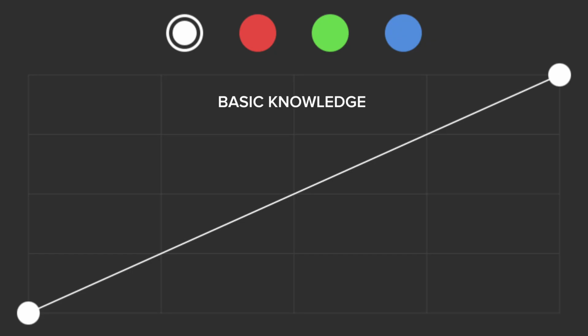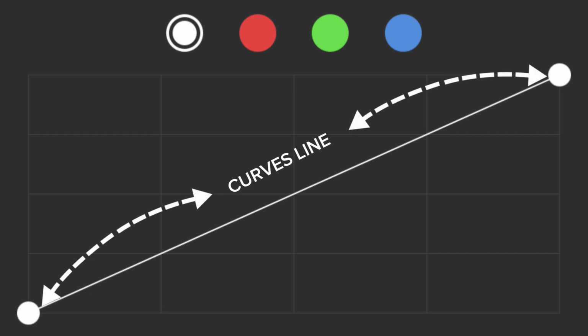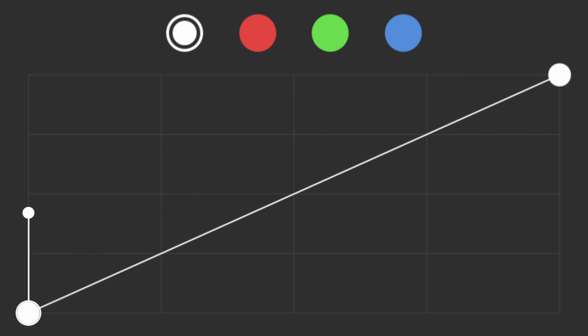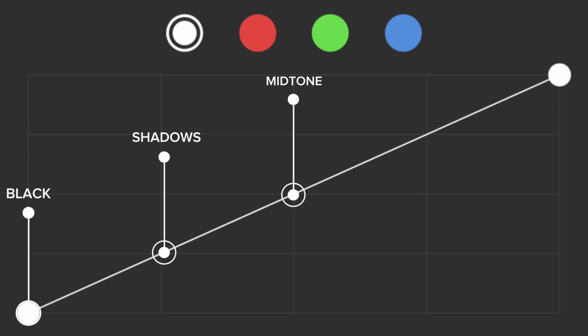At first, I will teach you the basic knowledge about curves. First, you need to know the curve line correctly. The bottom part will work for the black areas of your footage, and the upper bottom part will work for the shadows. The middle part will work for the mid-tone, and the upper middle part will work for the highlights. And last, the top part will work for the white areas of your footage.